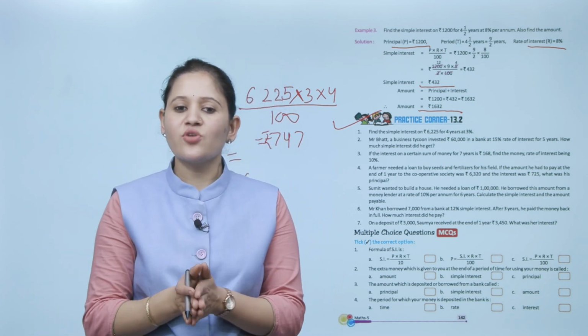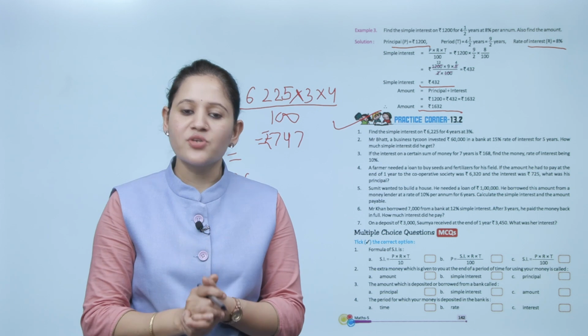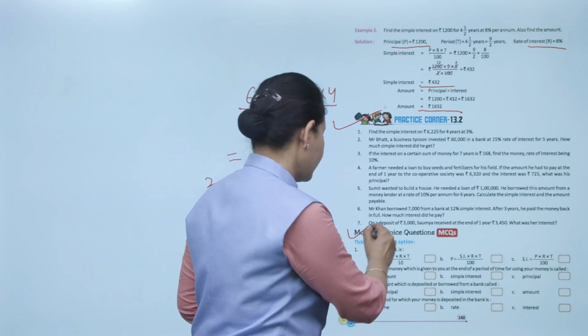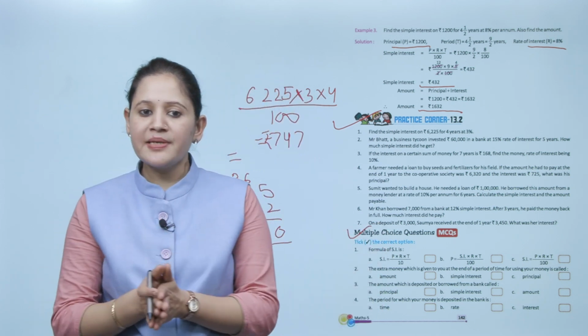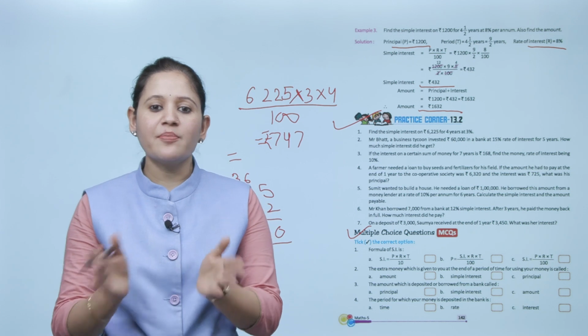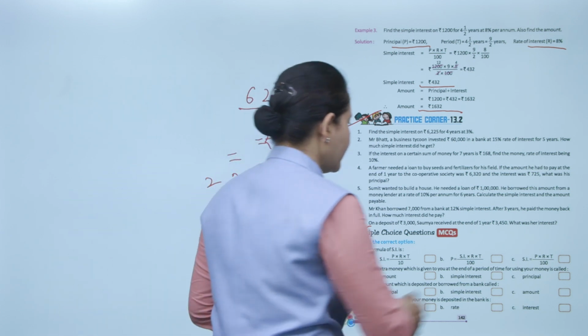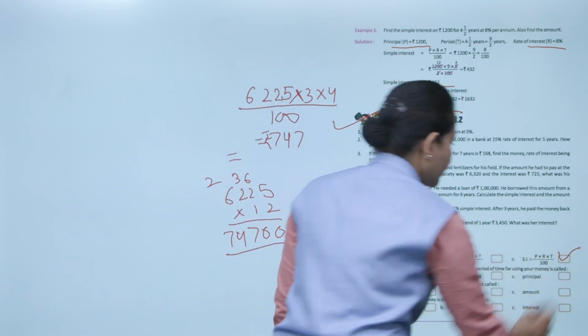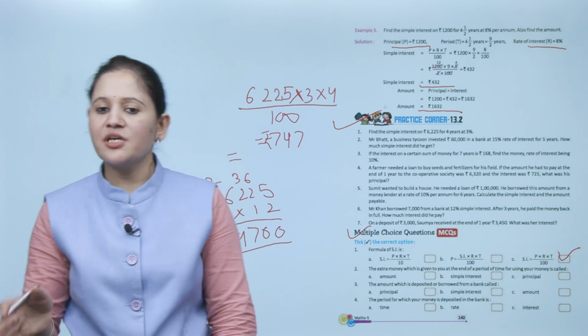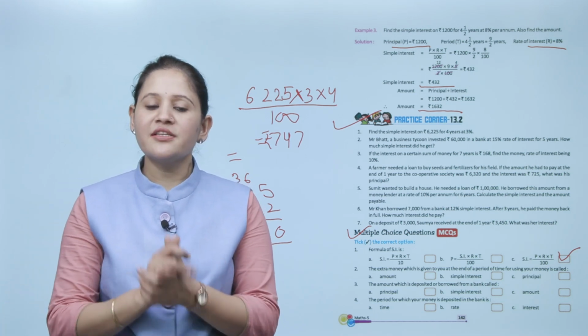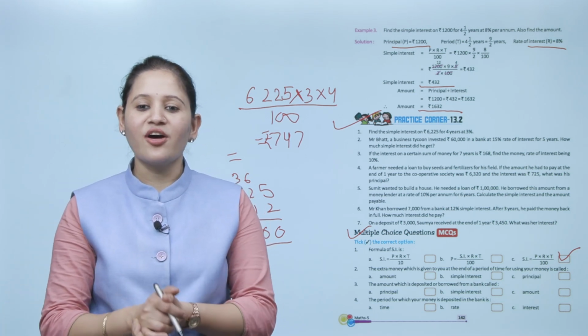So you have to practice all the questions here. Next is the multiple choice question. The formula of simple interest is P into R into T upon 100. So C is the correct option. P into R into T upon 100. So here we end the chapter. I hope you understand it well. Now you have to practice it.